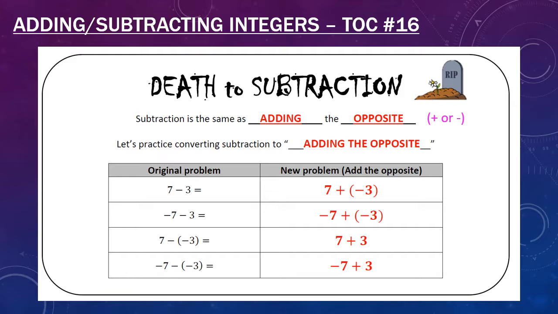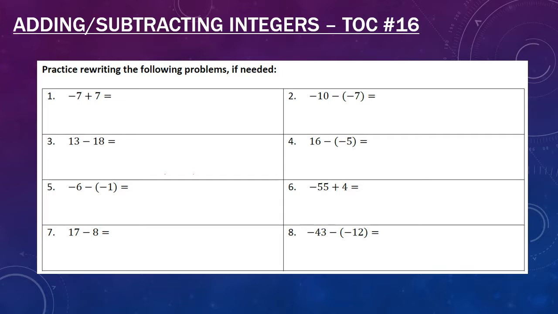And the more we do this in class, the more it will make sense. So here we go. Let's do some more practice. In number 1, I have negative 7, but then I'm adding. So do I have to change anything? Nope, it's already adding. I just rewrite it. Negative 7 plus 7. Number 2, however, I am subtracting. So I need to totally change it.